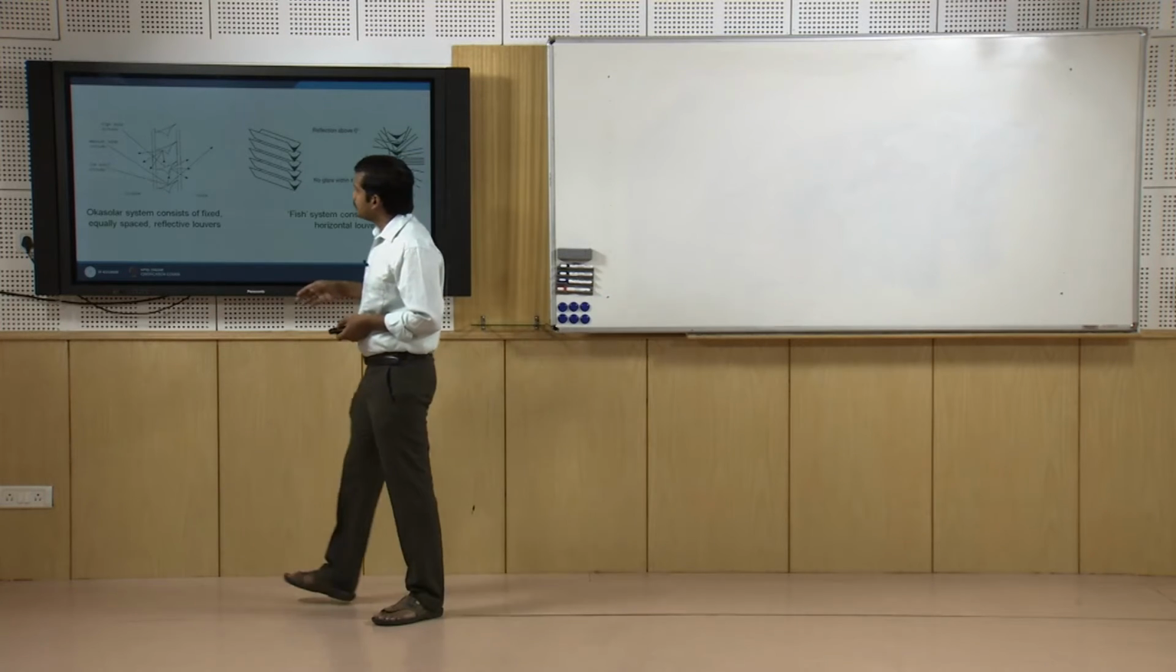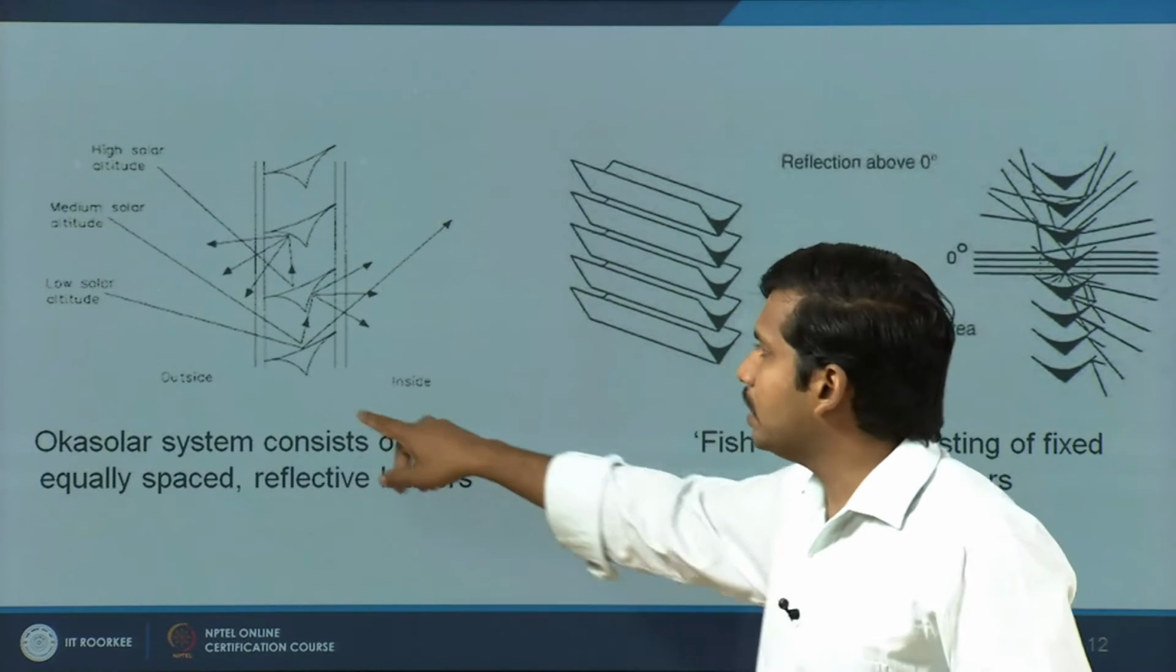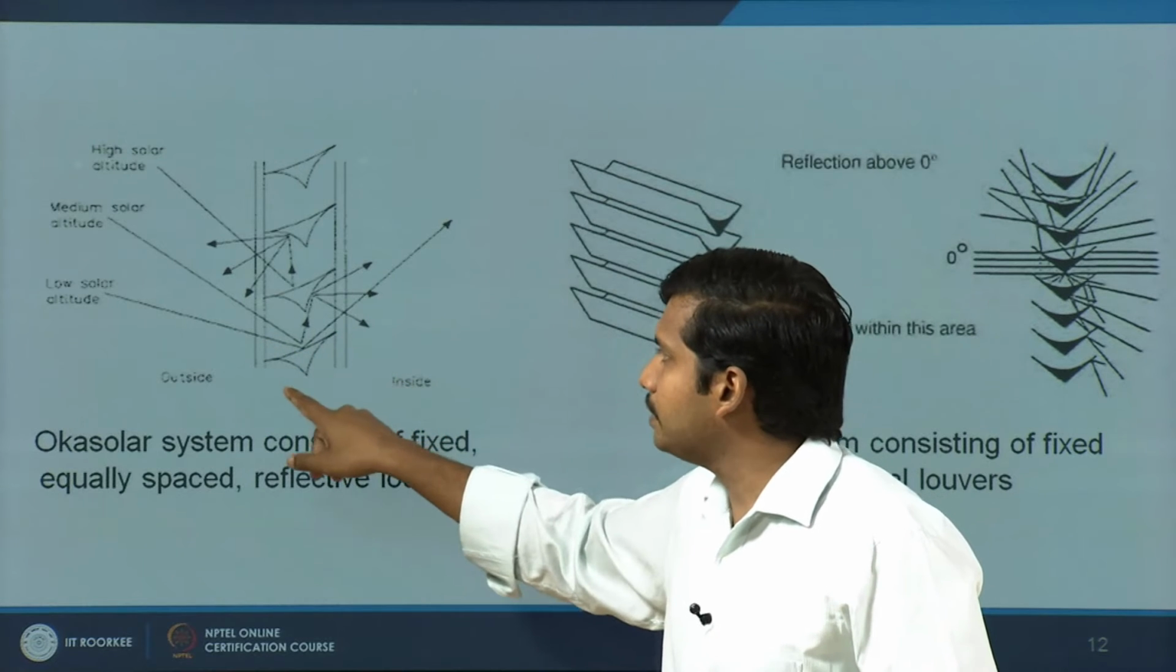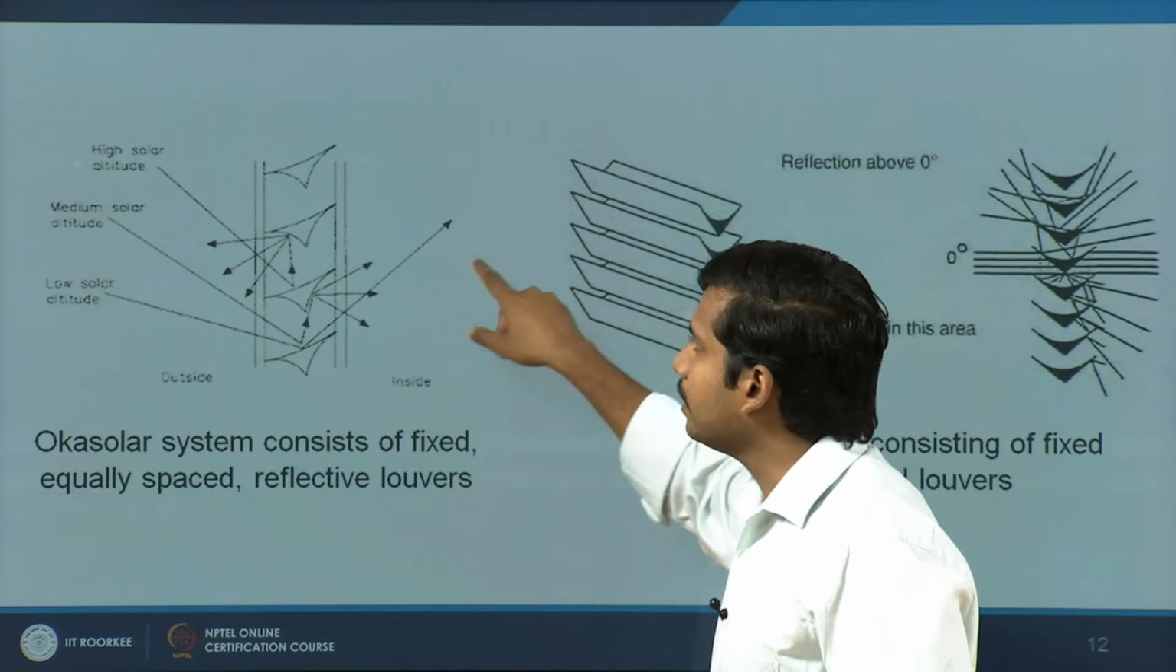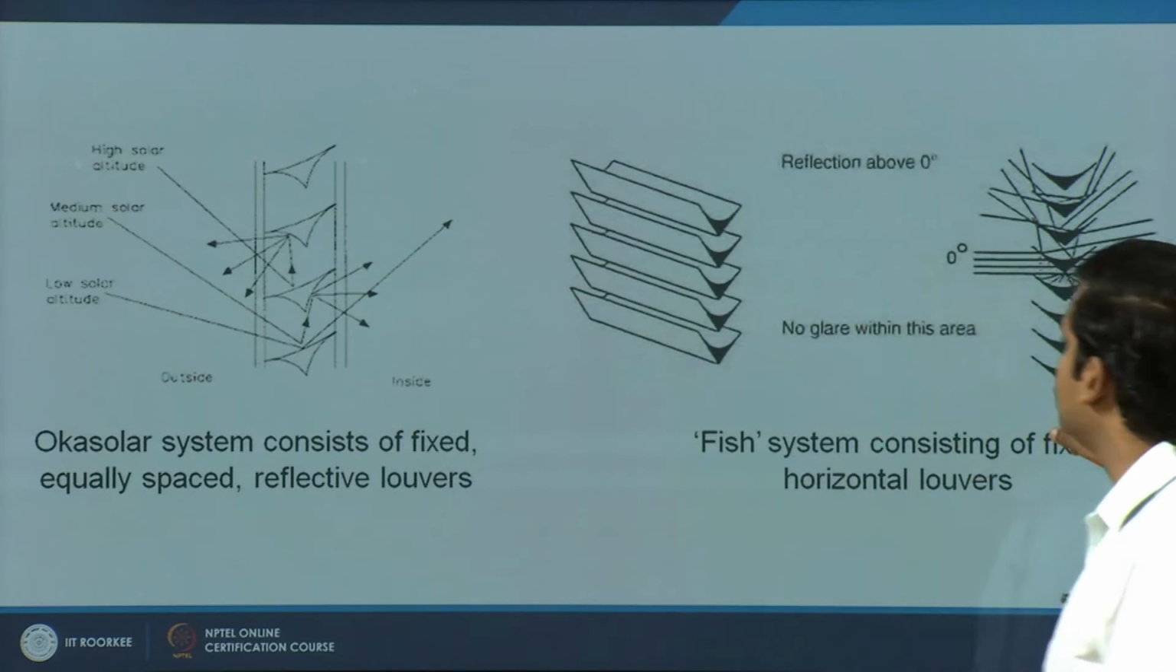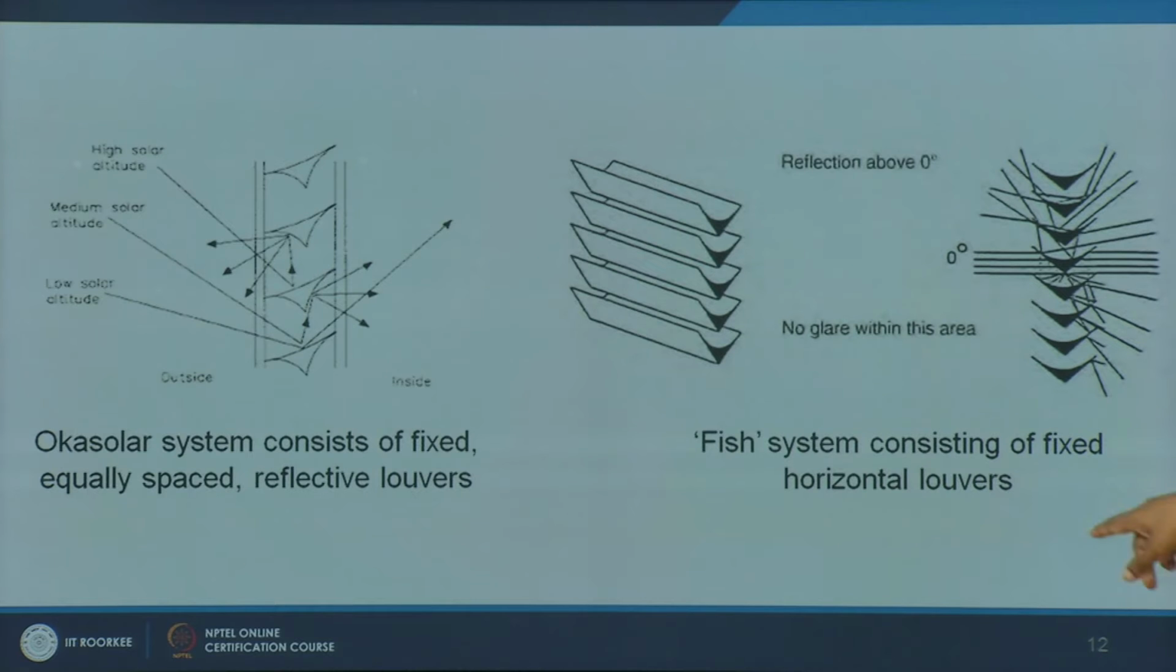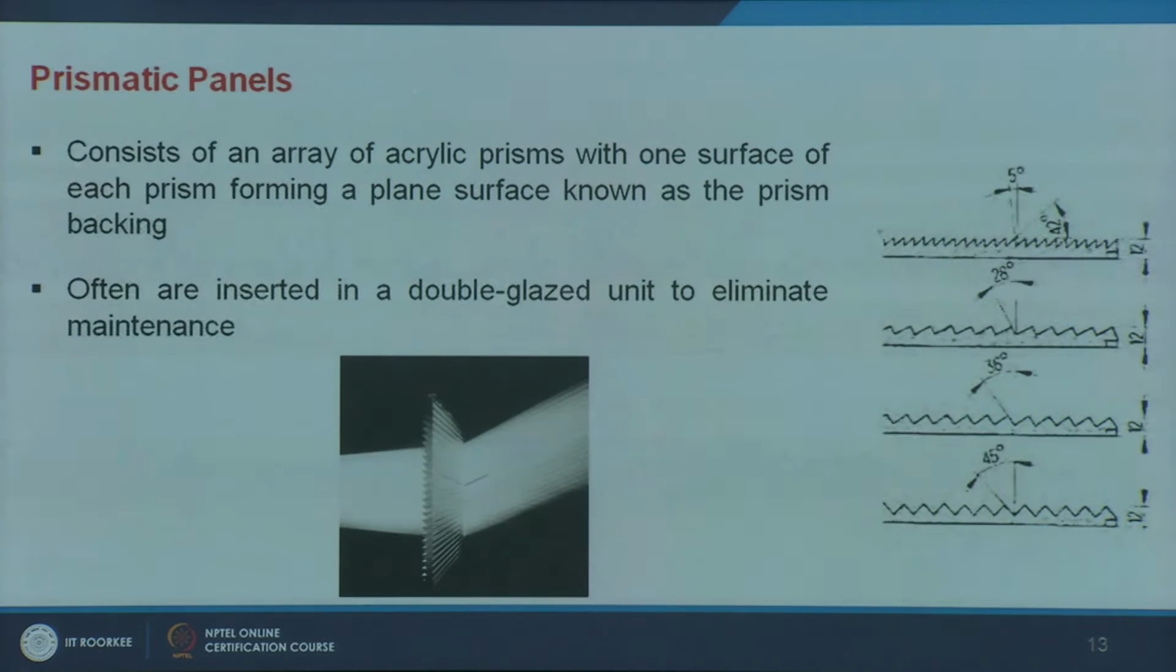Some of the examples, for example, these are reflective louvers placed in between two panes of glass. They reflect and re-reflect light into the interiors. You also have fish systems, another type of reflection where the light falling on it gets scattered and then you are getting more diffuse reflections focused into the particular space.